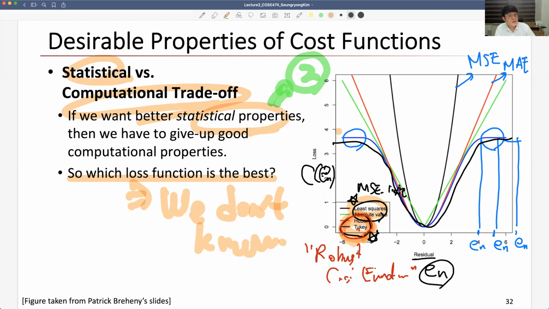Is there anyone who first heard about this linear regression? No? Right?